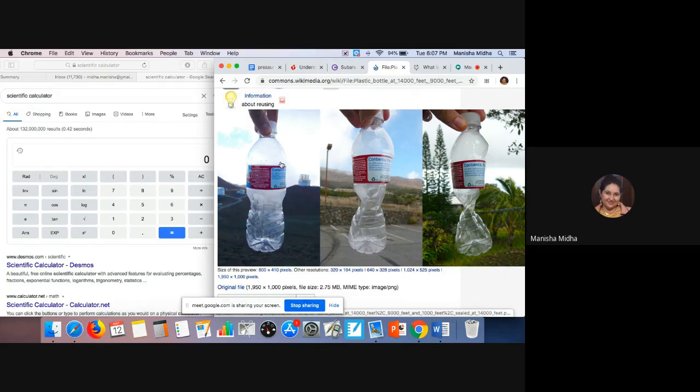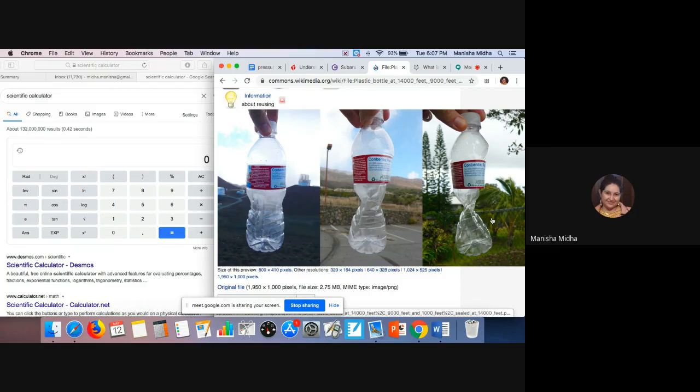The first picture is at a very high altitude or a height which is 14,000 feet above sea level. The bottle was compressed and the lid was closed. You can see that the bottle is in the right size. Now the next picture was taken of a bottle. There is vacuum inside the bottle. There is no air. So the outside air is trying to crush the bottle. This picture was taken at 9,000 feet from the sea level.